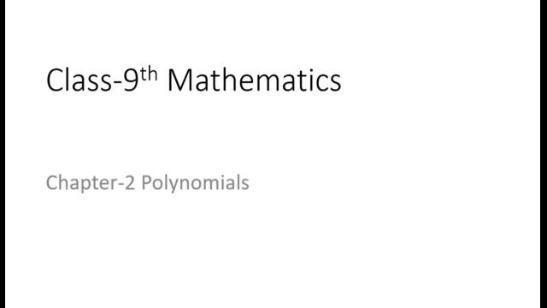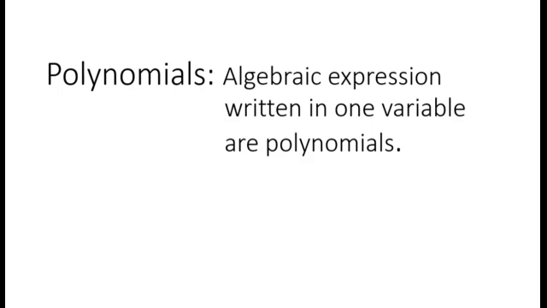Today we will discuss chapter 2 Polynomials, class 9th Mathematics. Polynomials, we very well know, are algebraic expressions written in one variable. Algebraic expressions are made up of constants, variables and arithmetic operations. But when we represent a polynomial, it looks something like this, which you have already seen.